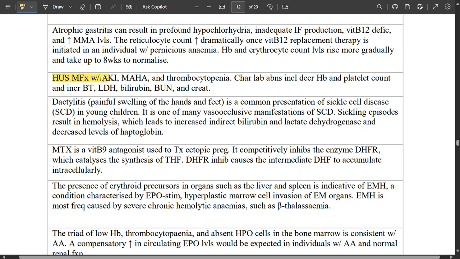Thrombocytopenia, as the name says, and there is hemolytic anemia. Anemia means decreased hemoglobin, and thrombocytopenia means decreased platelet count. So the platelet count is decreased. But due to uremia, there is a qualitative platelet disorder, causing an increase in bleeding time. And because there is hemolysis, LDH, bilirubin, blood urea nitrogen, and creatinine, all of them increase.